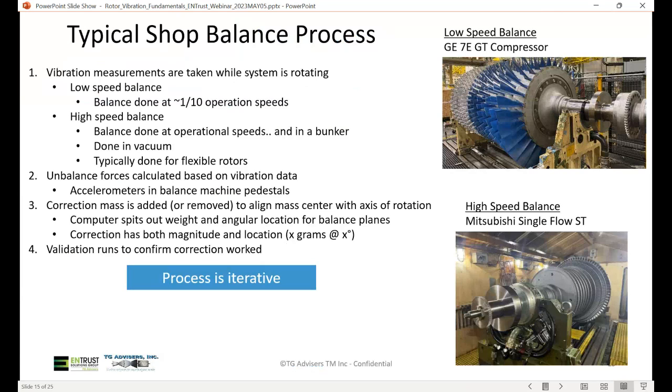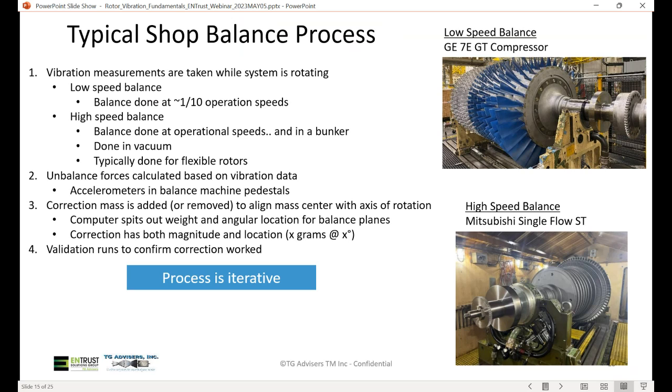Here we're going to talk through a typical shop balance process. There are usually 4 main steps, and the process is iterative. Step 1, vibration measurements are taken while the system is rotating. Low speed balance is done at approximately 1/10 of operational speed. High speed balance can also be done, at operational speeds, and it's done in a bunker. Typically, this is done in a vacuum and with flexible rotor structures.